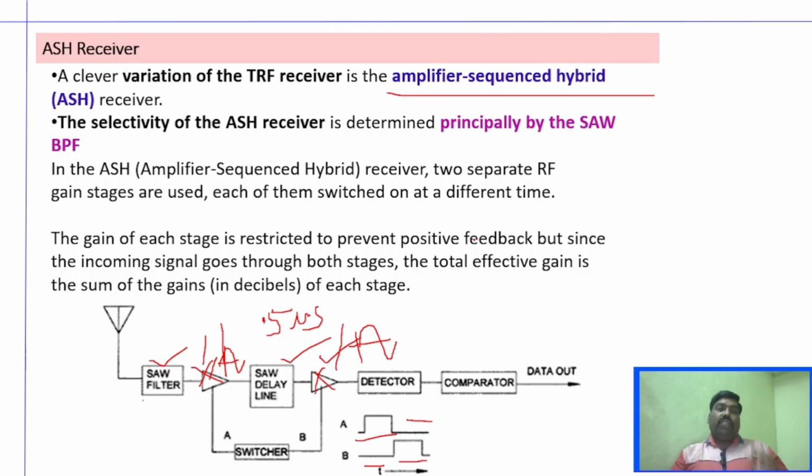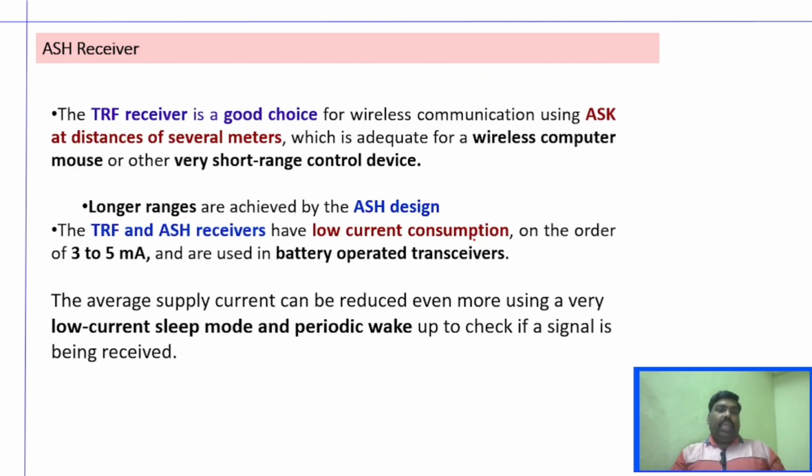So this is the working of the ASH receiver. And when it comes to the ASH receiver, as I said, the TRF receiver is good for wireless communication for very short range devices, for example, a wireless mouse, and it is predominantly considered for ASK modulation, amplitude shift keying. Both the TRF and ASH receivers consume only low power, so they can be used in battery operated transceivers. The power consumption requires only 3 to 5 milliamperes of current.